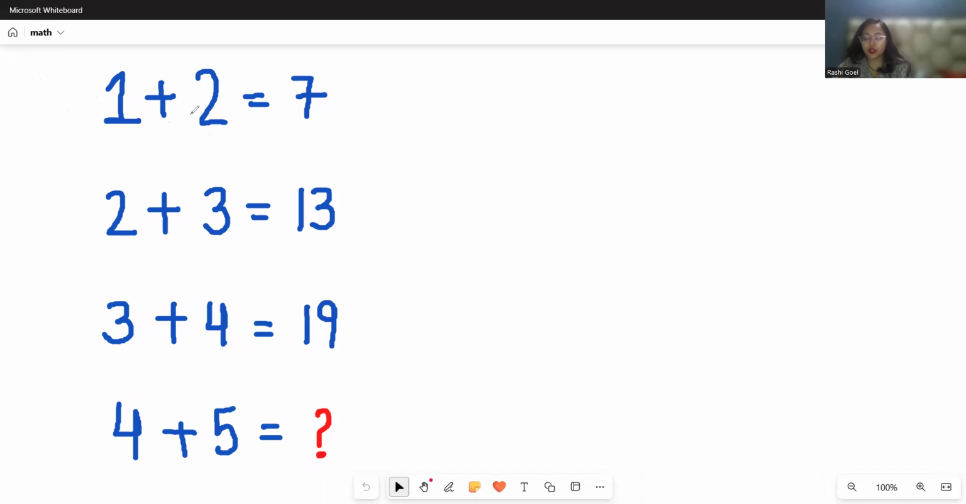So 1 plus 2 is 7. How? When we multiply 1 by 5 and then add the next digit, that is 2. So 1 times 5 is 5, 5 plus 2 is 7.